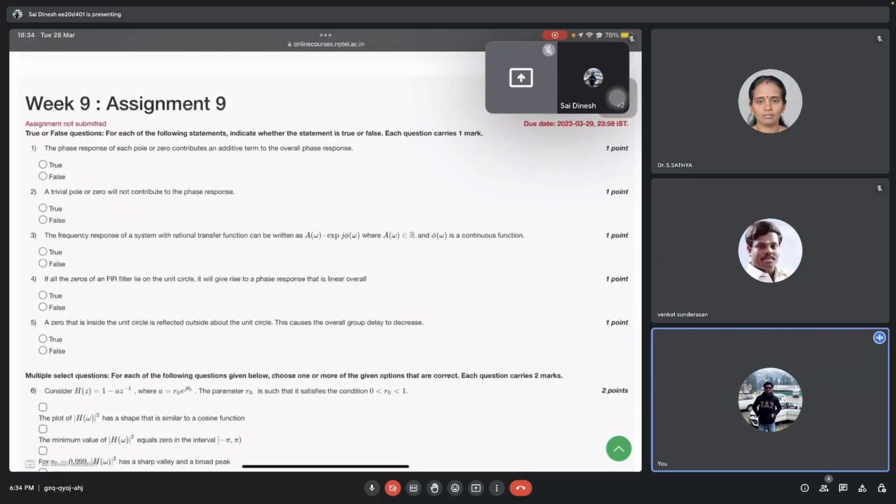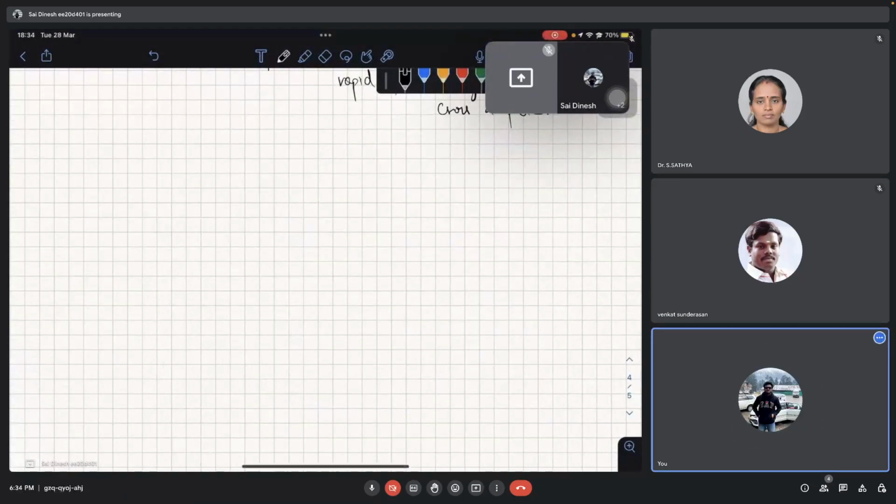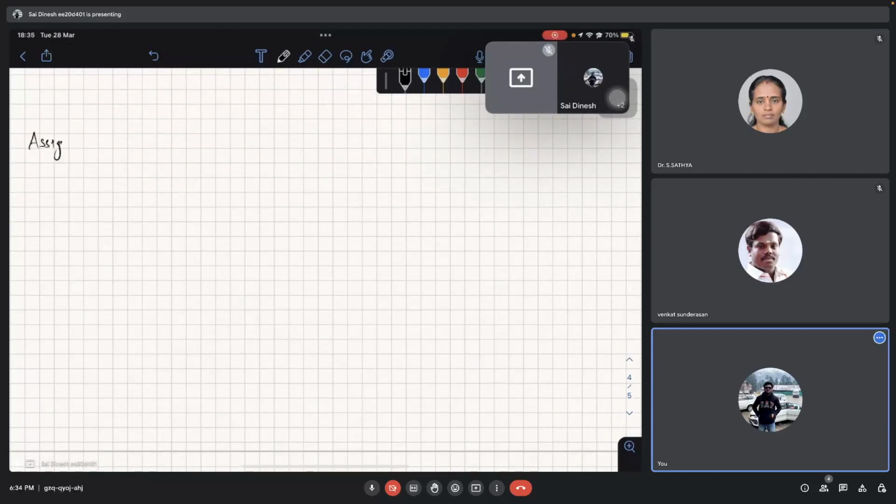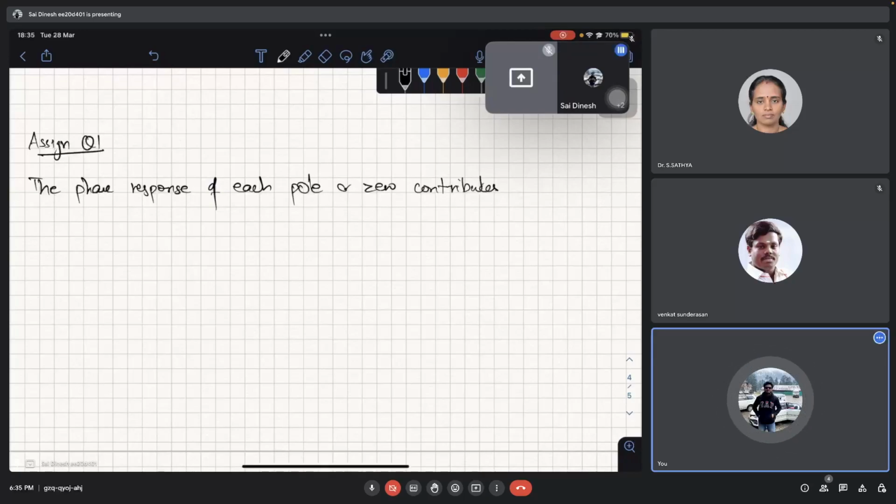So now, question 1: the phase response of each pole or zero contributes an additive term to the overall phase response. Is it true or false?